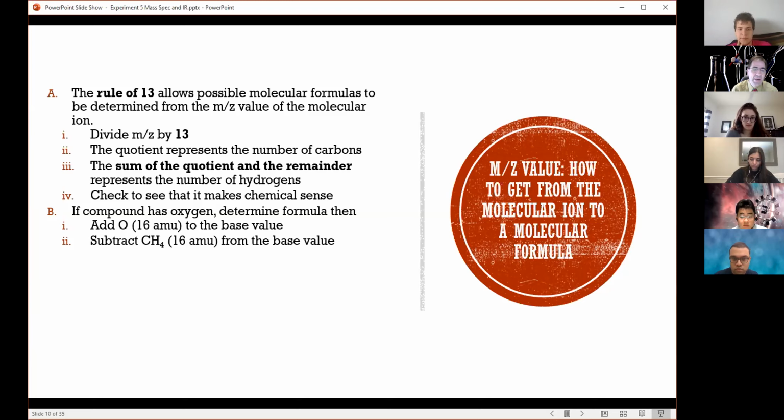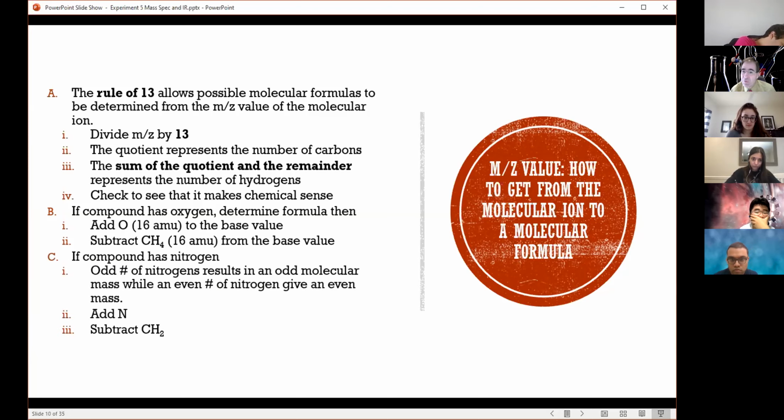So if a compound has an oxygen, what you do is you determine your formula with the rule of 13. And then you say, no, wait a minute, an oxygen weighs 16. So I'm going to add in my oxygen, and take out 1 carbon and 4 hydrogens, because that also weighs 16. So you just swap an O for a CH4, because those have the same mass.